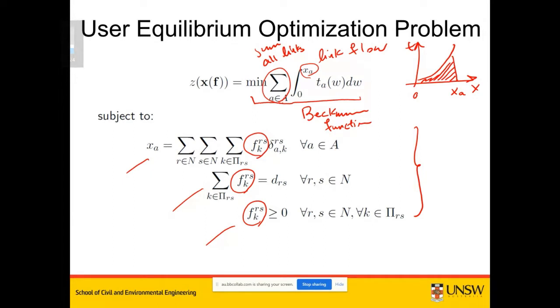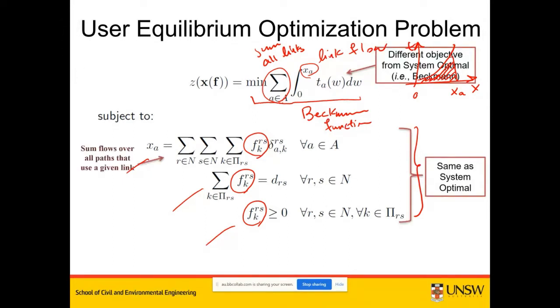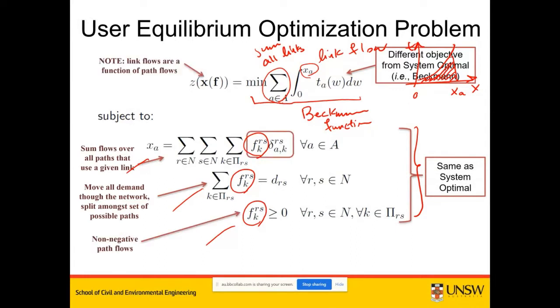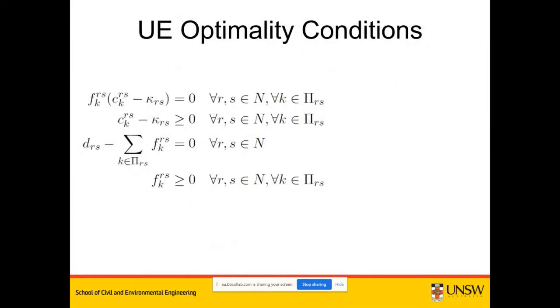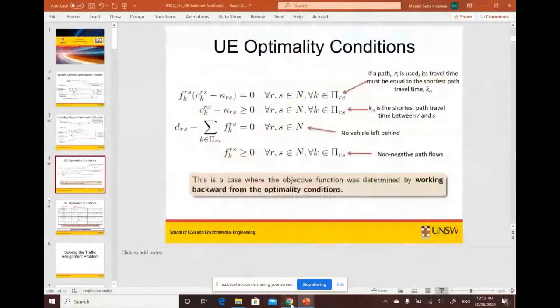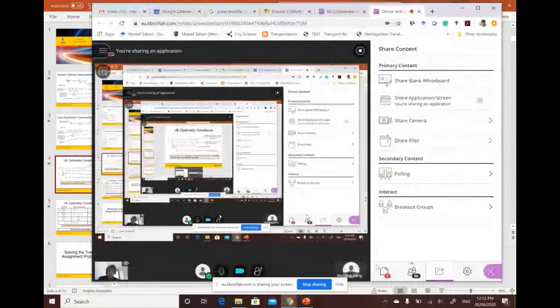What else do I have here? I think we covered this. Same as system optimal, as we talked about before. Let me see if there is any question. I think I heard a beep from the chat box.